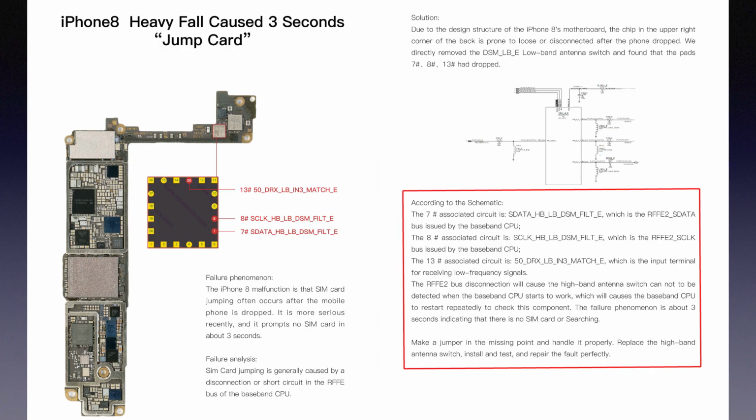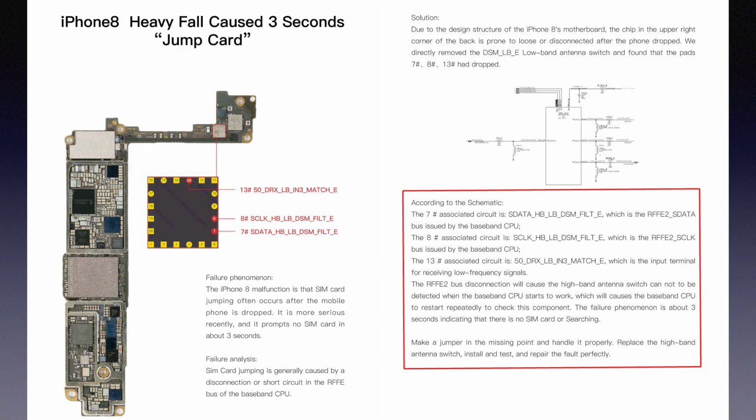The pin 8 associated circuit is SCLK HB LB DSM FILTE, which is the RFFE2 SCLK lines issued by the baseband CPU. The pin 13 associated circuit is 50 DRX LB IN3 MATCHE, which is the input for receiving low-frequency signals.